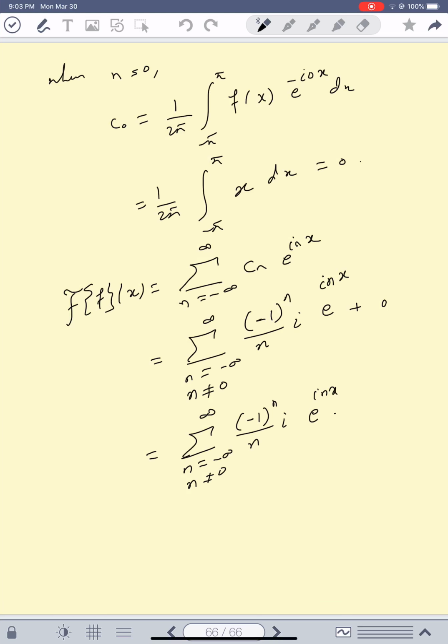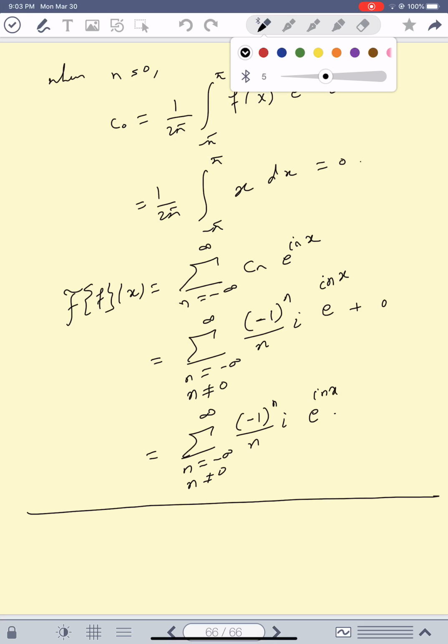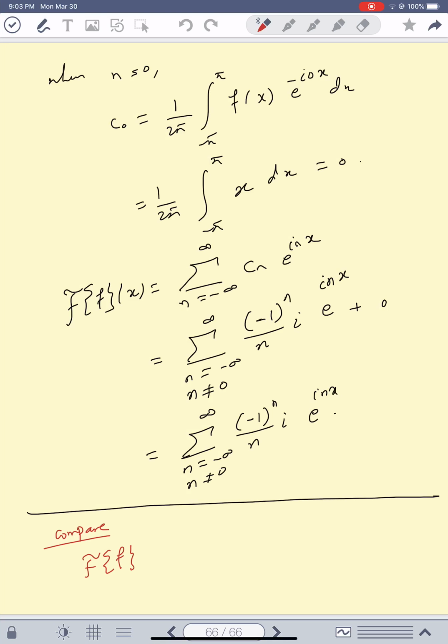If you compare this, just back, and if you compare this with when we found the real Fourier series of the function x, if you remember, it was the sum from 1 to infinity of negative 1 to the n plus 1 over n sine n x.